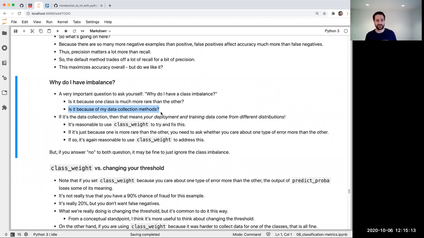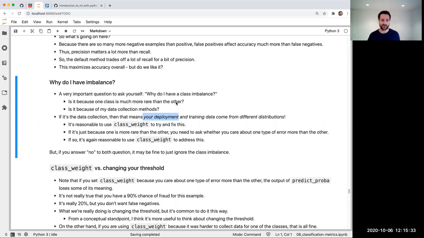So you need to think very carefully when you encounter imbalance about why you have imbalance, and that informs how you handle it. You want to know what you're dealing with, and you want to think about your deployment situation.